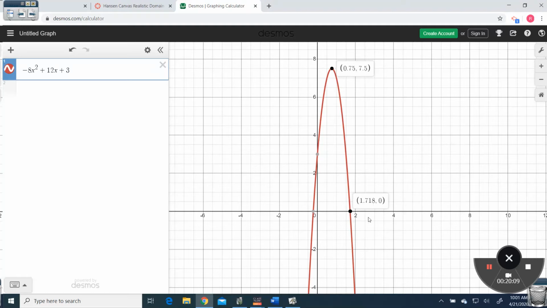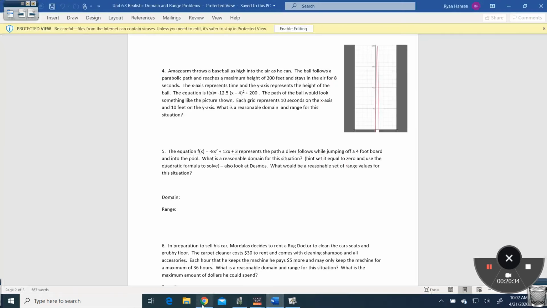So they go from anywhere along this path. So I could be anywhere along this path. So they leave right here. They leave, they're in the air, they reach the top, and then they come down, and then they hit the water. Okay? So that's what we're looking at.